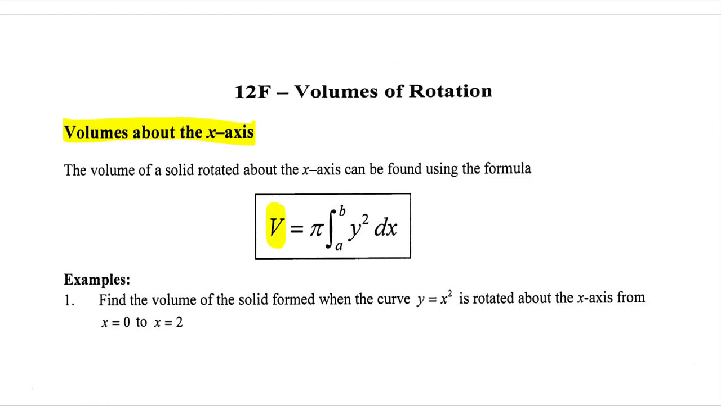V for volume equals pi integral between whichever values you're told you want to find the volume between of y squared dx. Now it says y squared, but it will be the equation of y in terms of x, and you will square that whole equation. It's also interesting that there is a pi in this formula, because when you rotate the curve around the x-axis, it's actually making circular movements, and hence we need a pi in there.